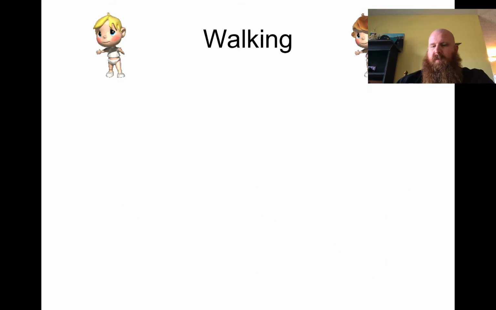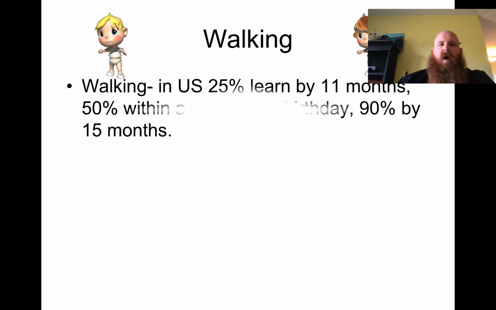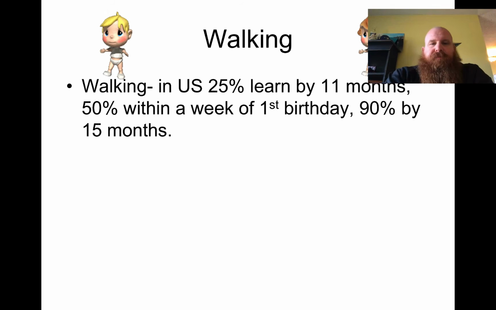Those things are creepy. All right, now walking in the U.S., and we all know people who don't fit within these, but in the United States, 25% of all kids are walking by 11 months old. 50% are walking within 12 months old, their first birthday. So that's about half. And then 90% are walking by 15 months.